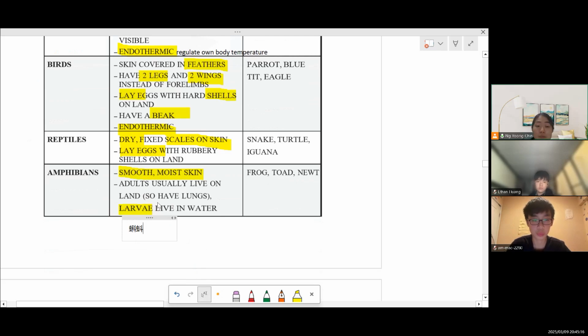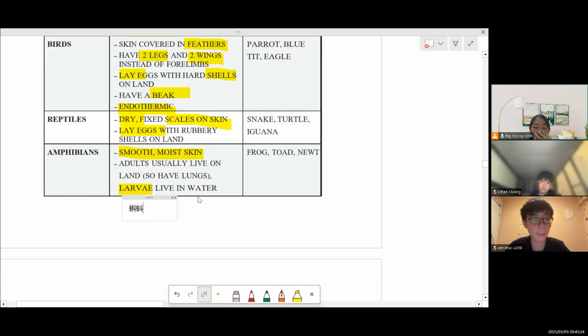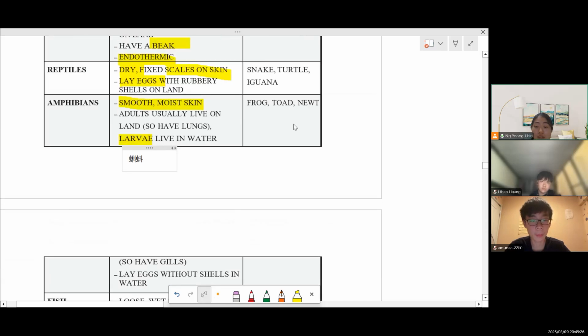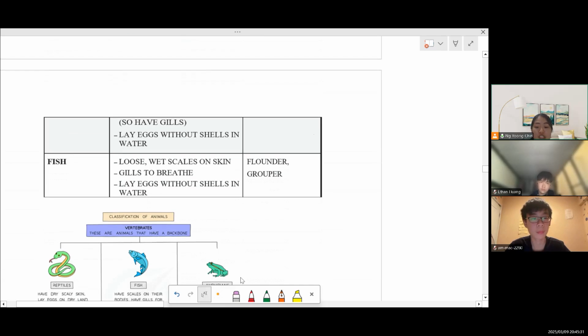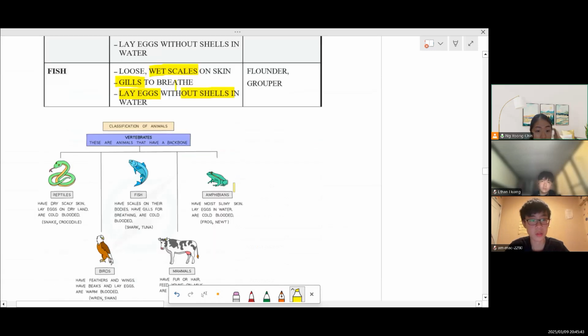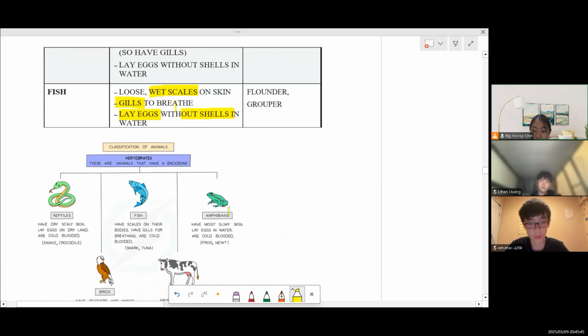So when they grow up, they will become an adult frog. Usually they live on the land, and they can breathe with their lungs. Examples are frogs, toads, and newts. Then how about fish? Fish have wet scales on the skin, and they use gills to breathe. And also they lay eggs without a shell. So this is the classification.